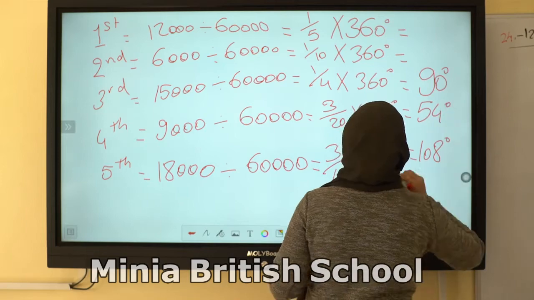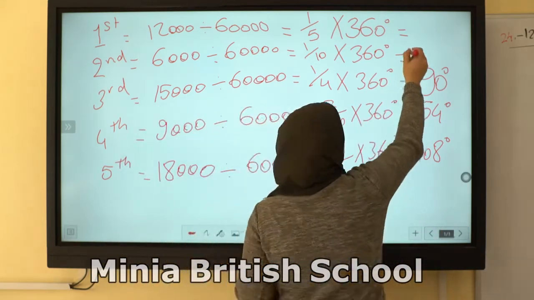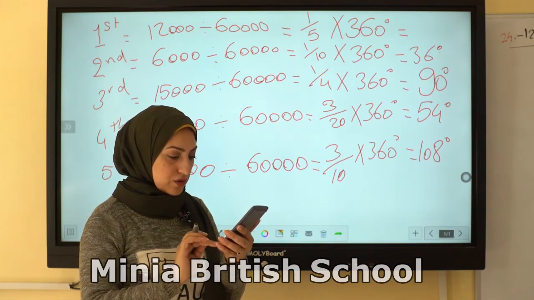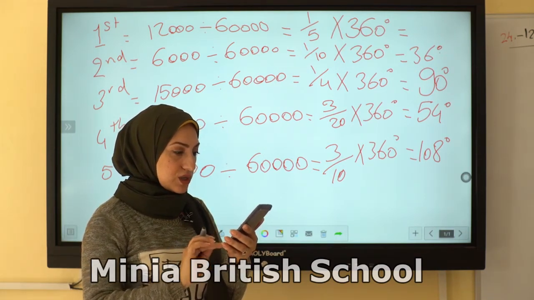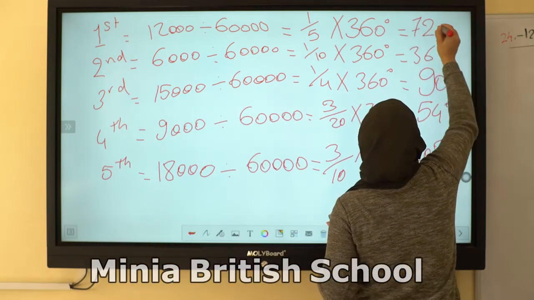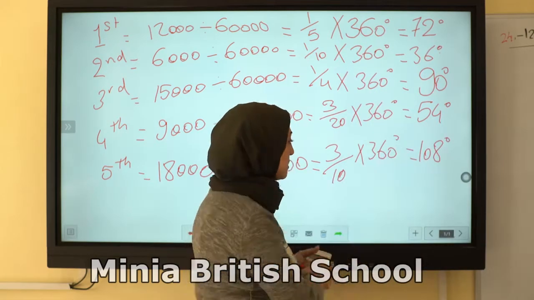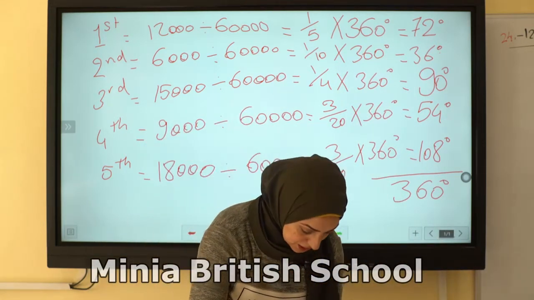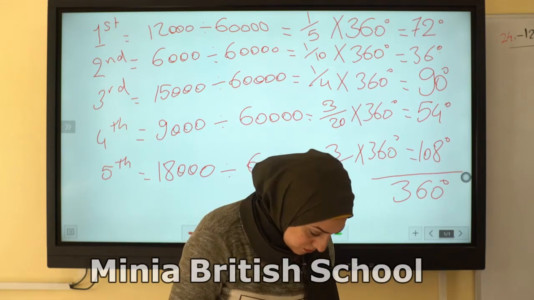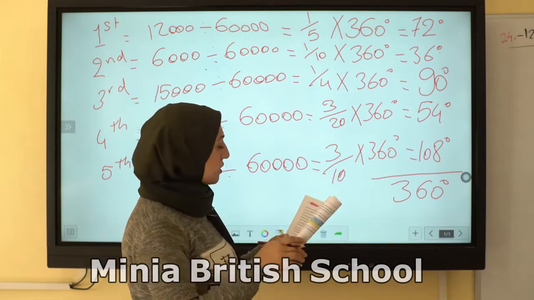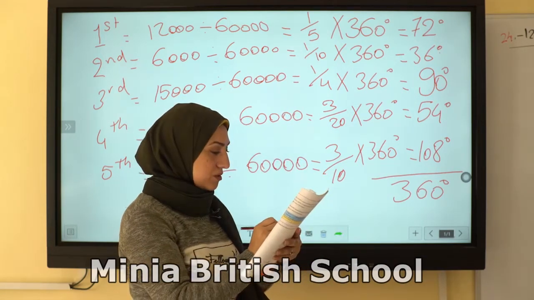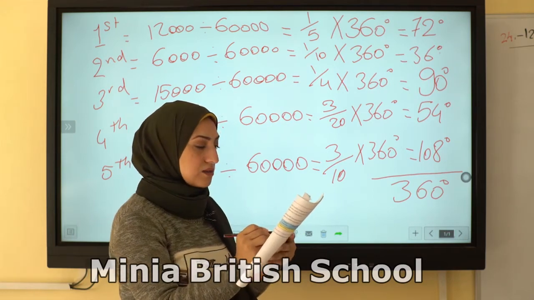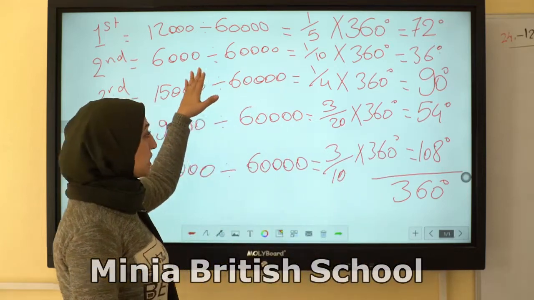54, and here this is 36, and 1/5 times 360 equals 72. If you add all of these angles, it should equal 360 degrees. You have to be sure of this. I write them here, the five of them: 72, 36, 90, 54, and 108. So you have to make all of these calculations.